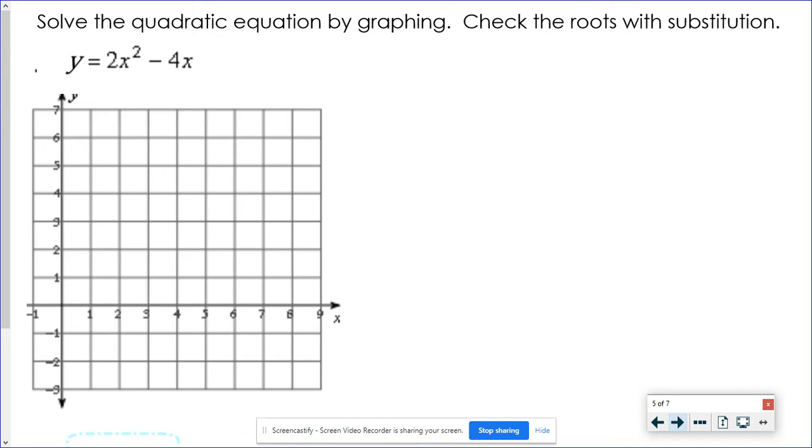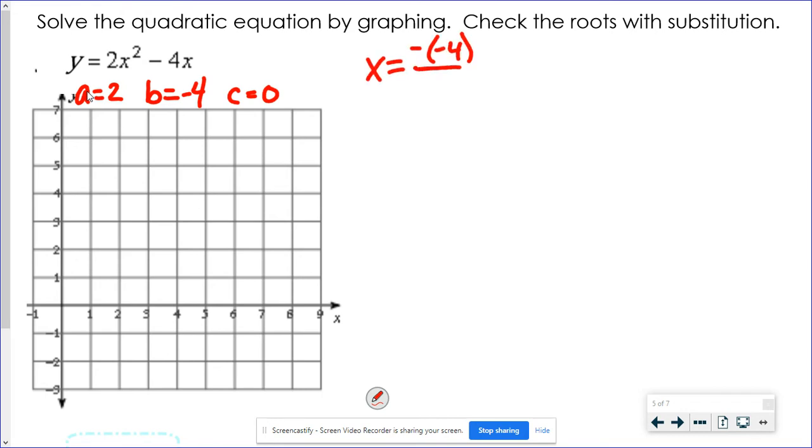For this problem, I have an A and a B, but no C. A is 2, B is negative 4. C doesn't really matter when we're just doing our axis of symmetry, but it is 0. So the opposite of negative 4 over 2 times A. 4 over 4, which is 1. That means that my axis of symmetry is going to be right here at 1.